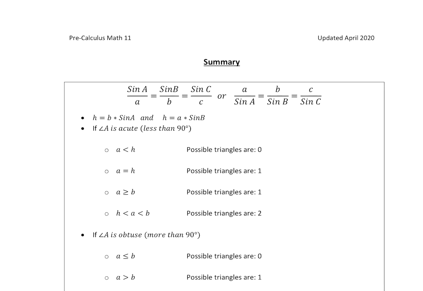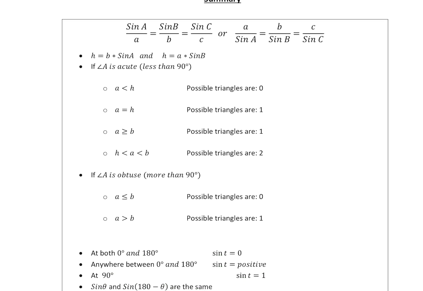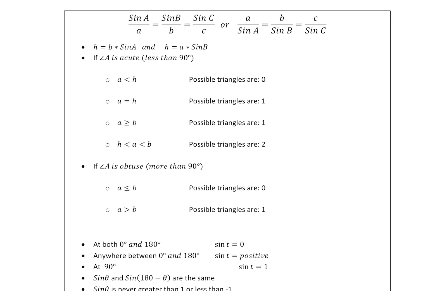Okay, so this is everything we talked about. You've got your sine law on the top, then how to solve for H right here, and then the cases. If A is acute: if A is less than H, no triangles. If A is equal to H, one triangle. If A is greater than or equal to B, one triangle. The only time you really have to worry is when A is greater than H and less than B: two triangles. If A is obtuse, no triangle if A is less than or equal to B, one triangle if A is greater.